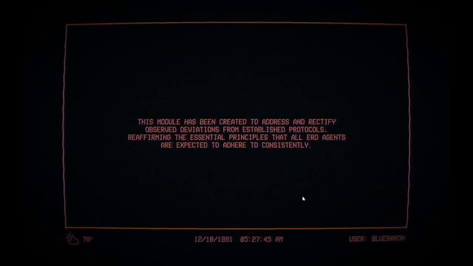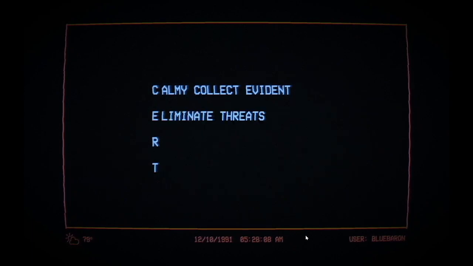This module has been created to address and rectify observed deviations from established protocols, reaffirming the essential principles that all ERD agents are expected to adhere to consistently. Lesson 1. CERT. CERT stands for calmly collect evidence, eliminate threats, run away, and terminate self. Given an interaction with an entity, these are the order of actions an agent will take during escalation.